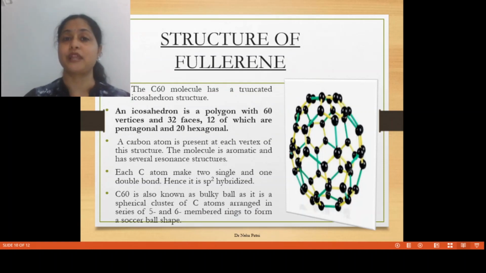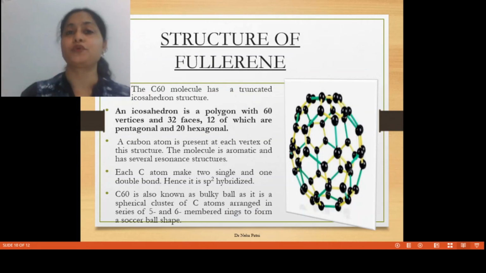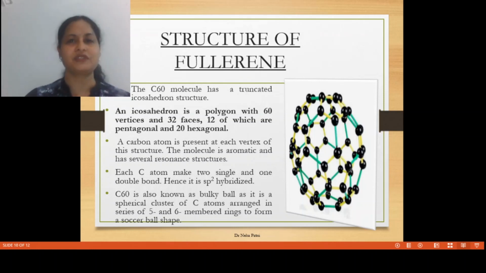Now again, to elaborate on the structure one more time, when I said it's a hollow sphere, when we said it's buckyball, it's soccer ball, you need to give it a terminology, you need to give it a term. So technically speaking, it is basically a truncated icosahedron structure. So you call this structure overall a truncated icosahedron.